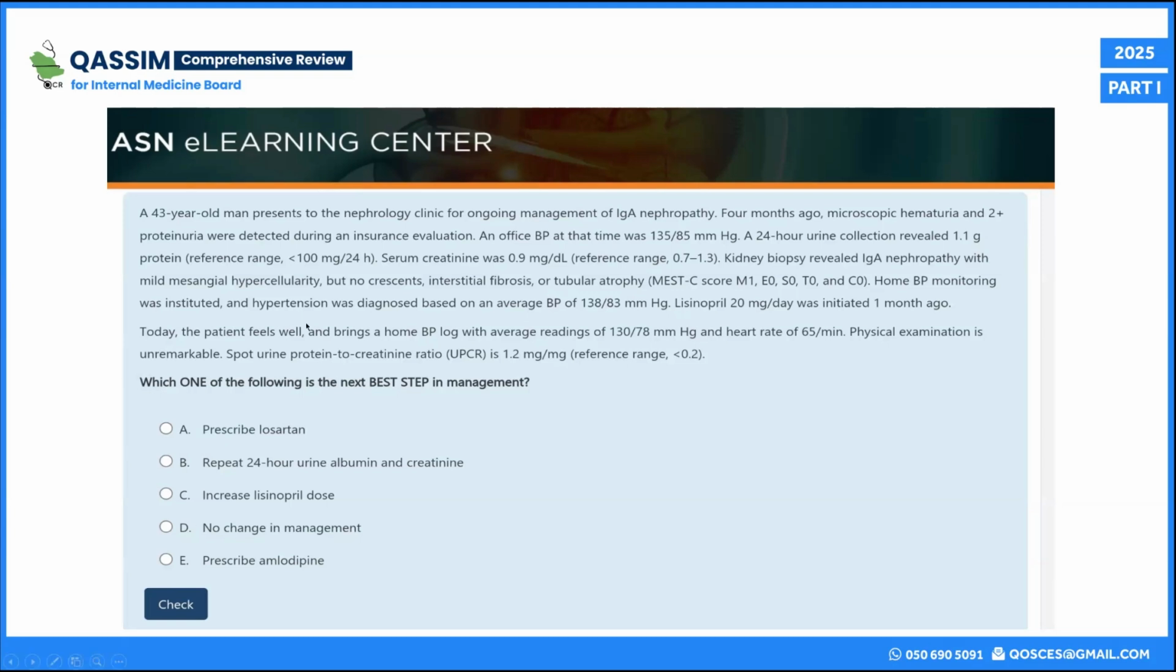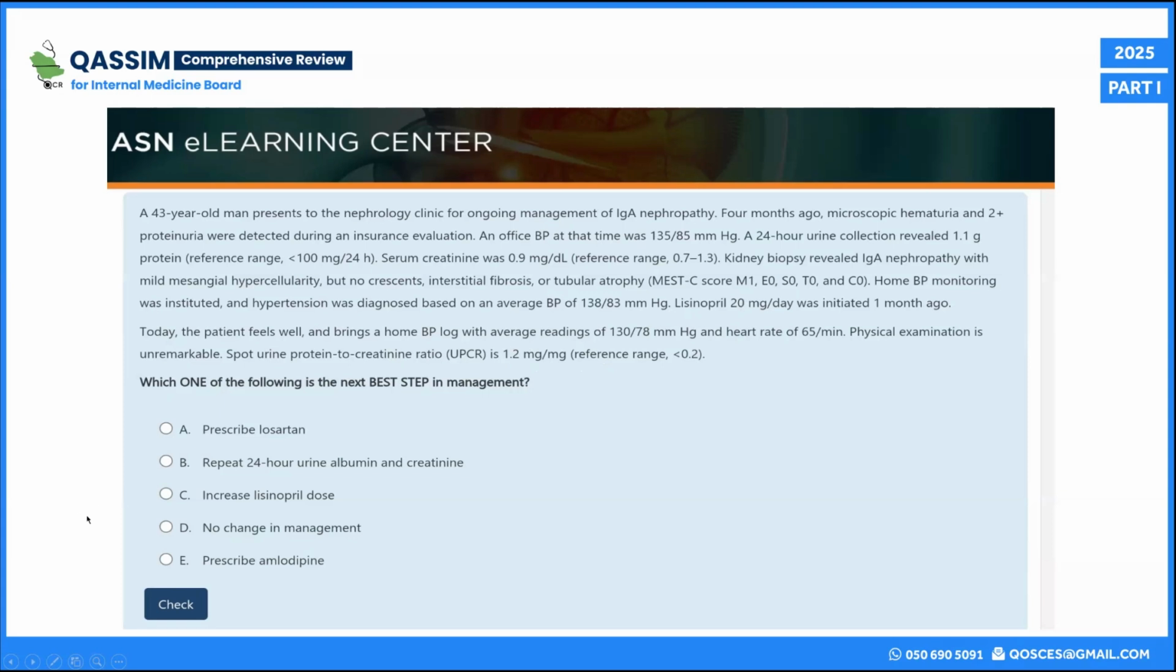So he was started on lisinopril 20 milligram, initiated 1 month ago. The patient feels well. He came again to the clinic with blood pressure 130 over 78. Physical examination unremarkable. Proteinuria is still 1.2 gram. So we started with lisinopril 20 milligram, and then the patient presented to our clinic again with 1.2 gram. What will we do for this patient?